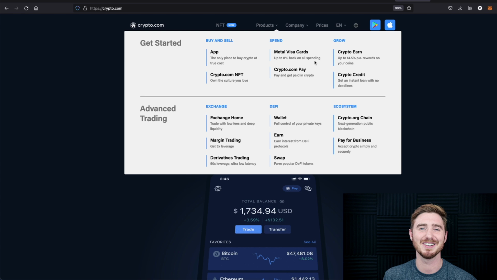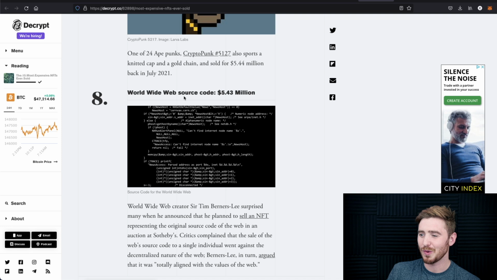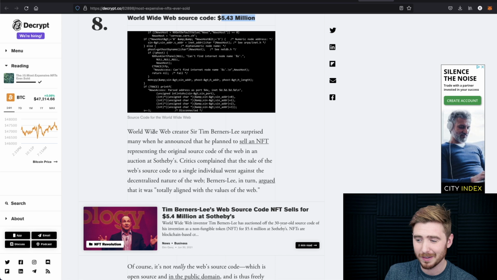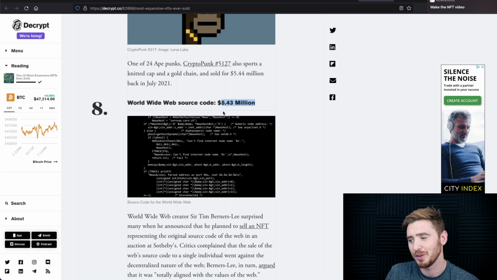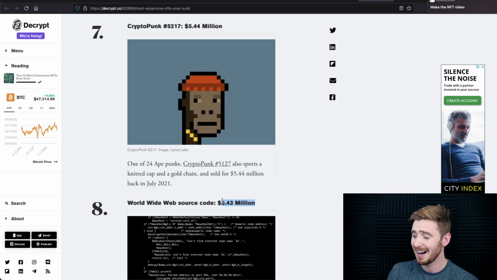So heading back to the article, let's move on to number 8, World Wide Web source code, 5.43 million. So the World Wide Web creator, Sir Tim Berners-Lee, surprised many when he announced that he planned to sell an NFT representing the original source code of the web at auction. Now, what a piece of history that would be, owning that. So you can really see why people would be paying $5.43 million for that. Now, you'd obviously have to be super rich, but I bet you that will be worth a lot more money in a few years' time.